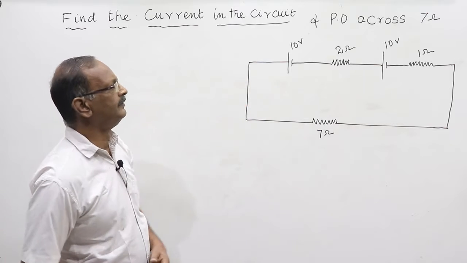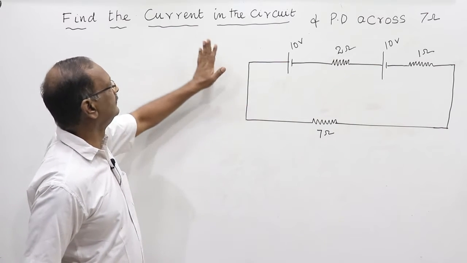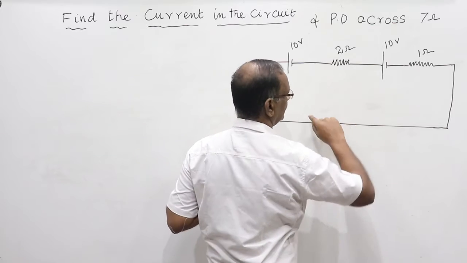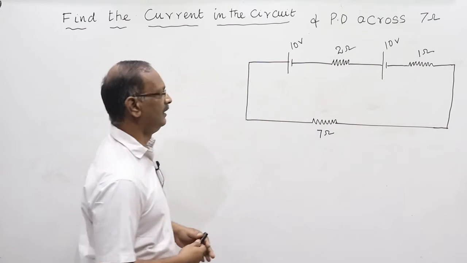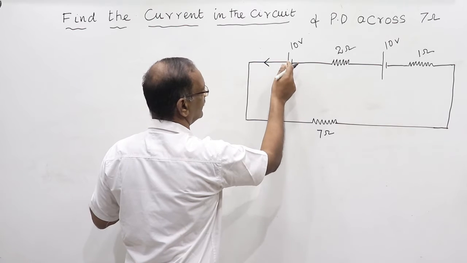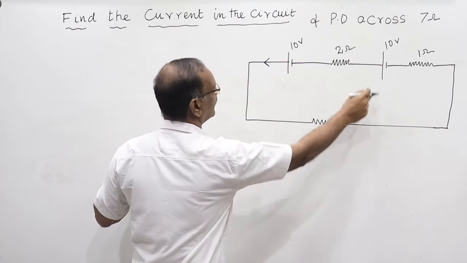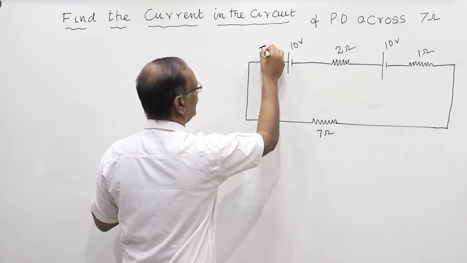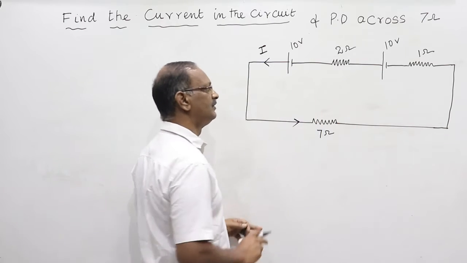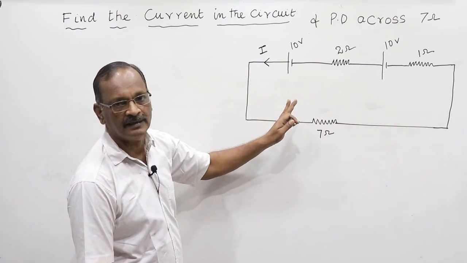In this numerical, find the current in the circuit, plus what is the potential difference across this 7 ohm resistor. Let us assume current in this direction, because it goes positive to the external circuit and then back. This is I, and I will flow like this. This is only an assumed direction. It is not the actual direction.